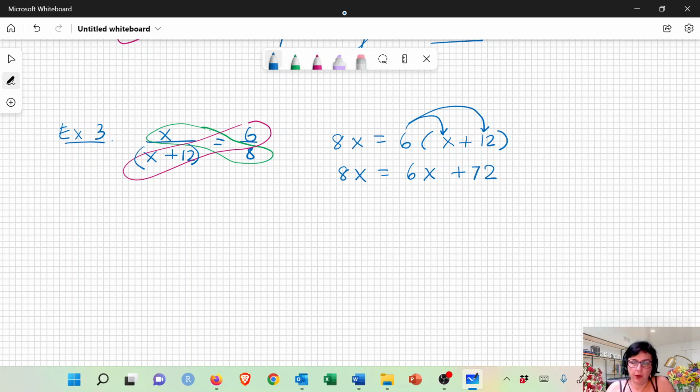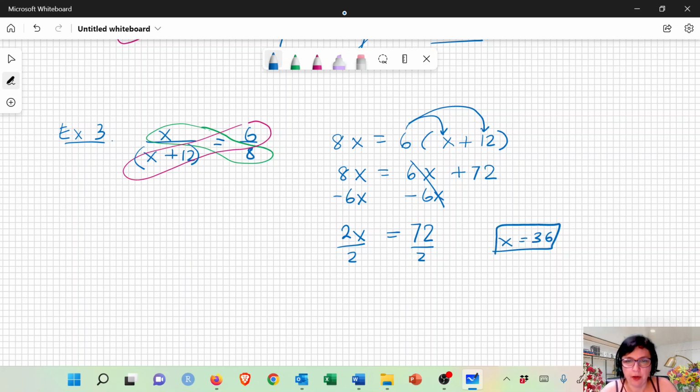To solve an equation like that, you want to move all the x terms to one side and the number to the other side. So I'm going to subtract 6x from both sides, and these are similar terms, or like terms. 8x minus 6x is 2x. On this side, the 6x cancels and you get 72. Dividing both sides by 2, you get x equals 36.